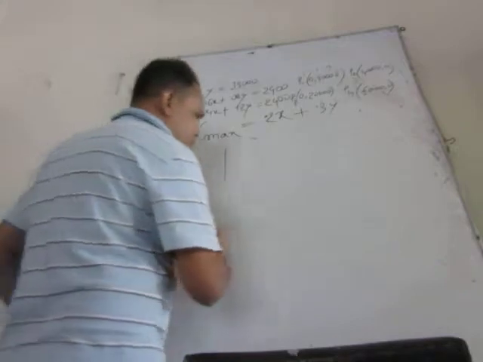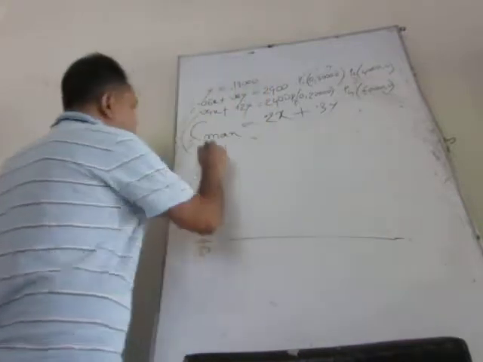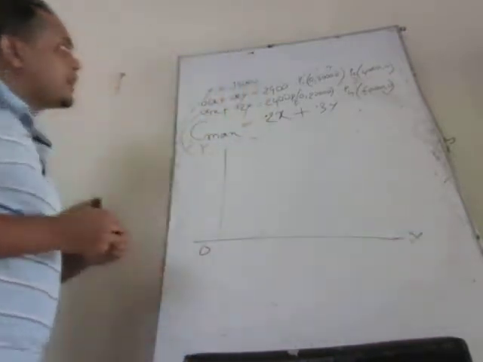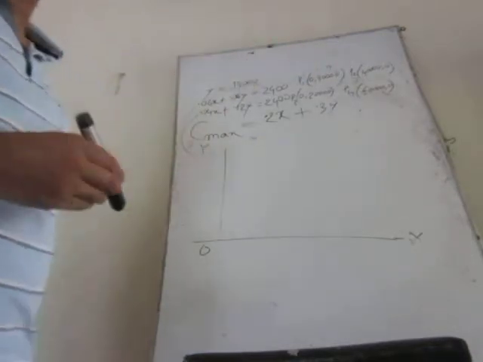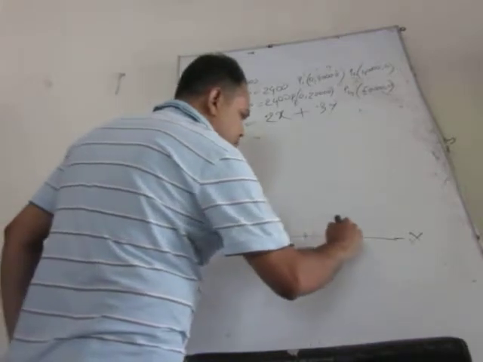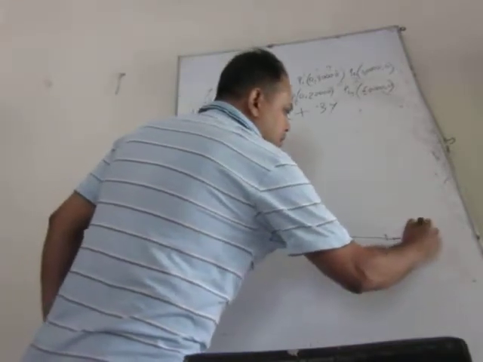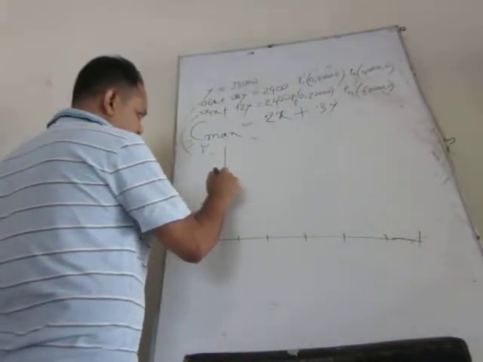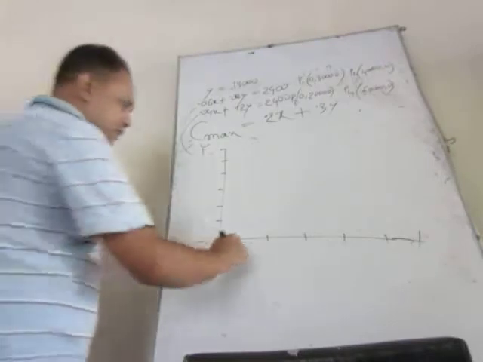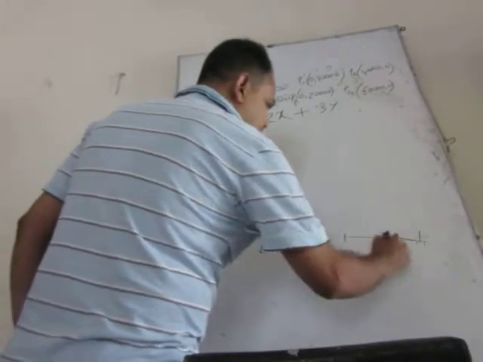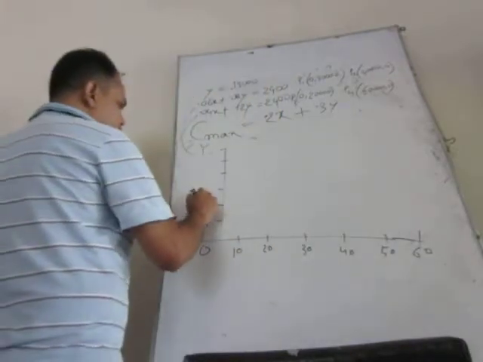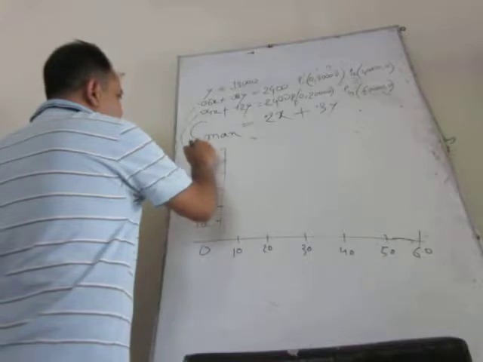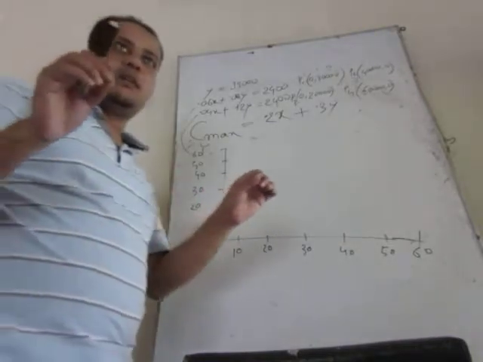Now the graph will be just like this one. You have to draw a vertical axis, that means the y-axis, and a horizontal axis, that is the x-axis, with origin 0. See the values 20, 30, 40, 60. So we mark 10, 20, 30, 40, 50, 60 on the axes. Now we can plot the linear equations through this graph.